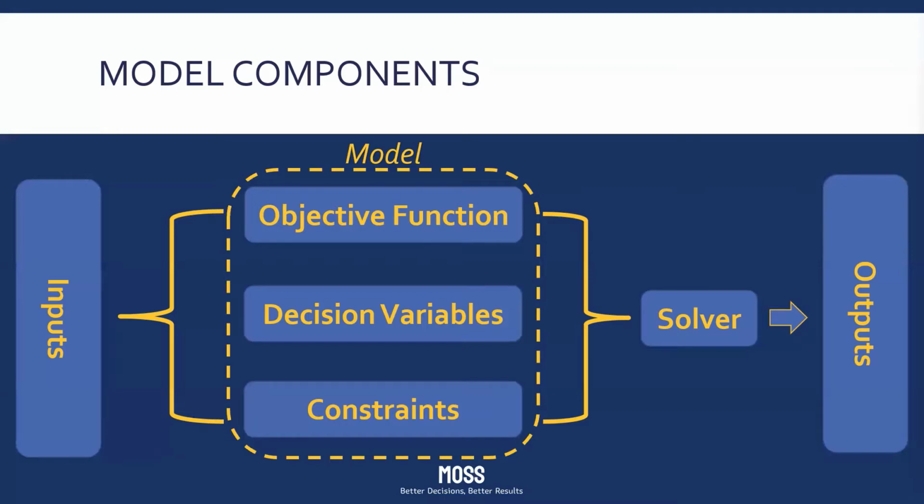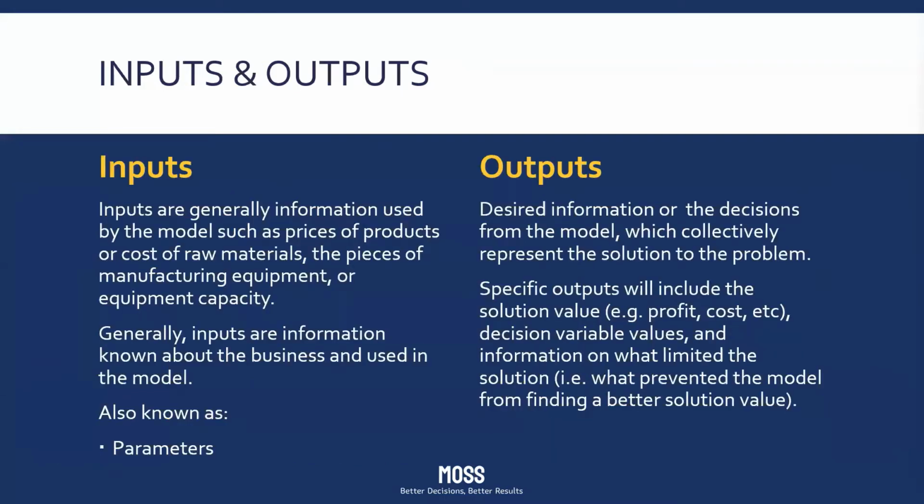This model is then passed to a solver, which finds a solution. These final values from the solver are then our outputs and are used for decision making. We will talk in more detail about each item depicted here. The first items to discuss are the inputs and the outputs, as these are the most straightforward.